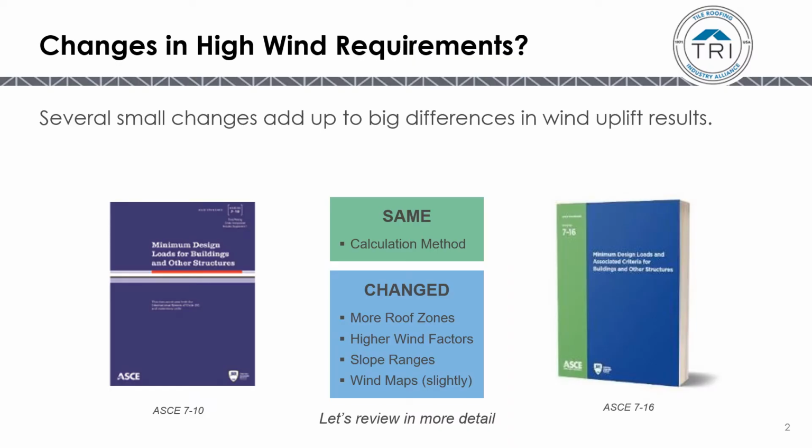There are several small changes from the ASCE 7-10 standard to ASCE 7-16, but these small changes add up to some pretty big differences in the wind uplift results or calculations that are made. The calculation method is exactly the same and hasn't changed. However, what has changed are the roof zones. There are more of them now with ASCE 7-16. It also has higher wind factors. The slope ranges have also changed, and the wind maps have changed slightly, and we'll review those in a little more detail.